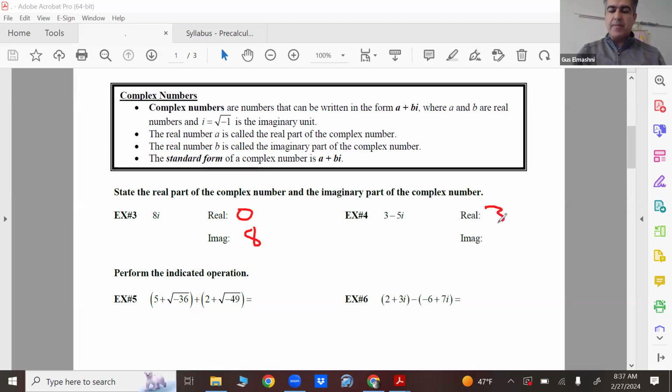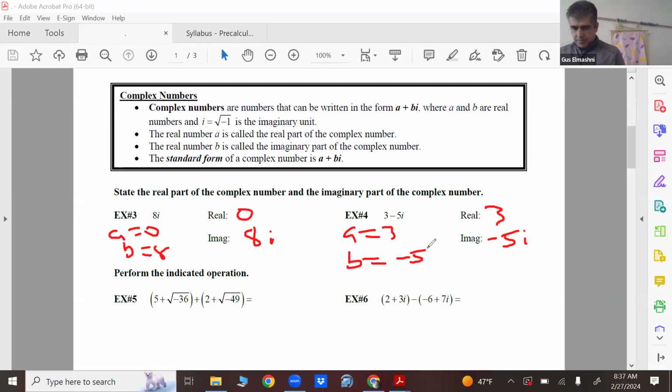Here, the real part's 3. The imaginary part's -5. Or, I mean, I should put the i next to it. So remember, your A here is 0. Your B here is 8. Your A here is 3. Your B here is -5. That's all.